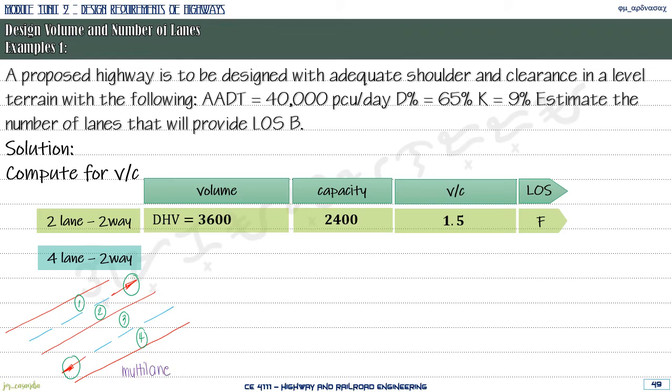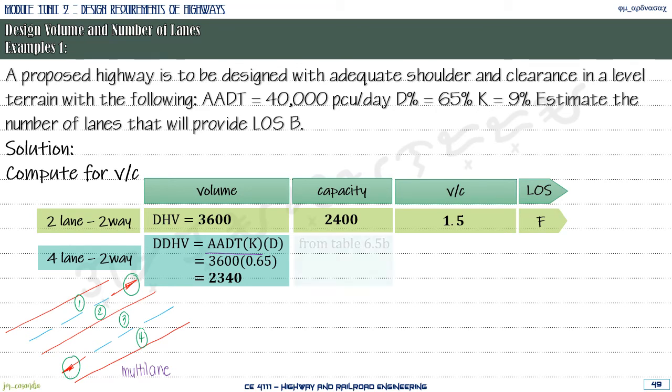Okay, so for a 4-lane, 2-way highway, this is now a multi-lane highway. So instead of using DHV, we'll now be using DDHV, which is computed as the product of your AEDT times K times D. And since we have already computed for your AEDT times K, which is your DHV, we just multiply the DHV with your directional distribution. So that's 3,600 times 0.65. The volume now for a 4-lane, 2-way highway will be 2,340. So that's our design hourly volume.